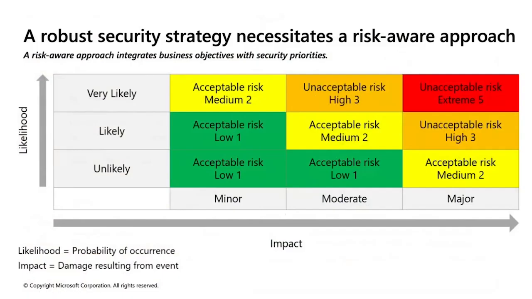In every organization, they would have this kind of matrix. They would be using this kind of design. And maybe in some organizations, they say, okay, I'm only focusing on what comes in this unacceptable risk, high 3 here, and this red unacceptable risk, extreme 5.